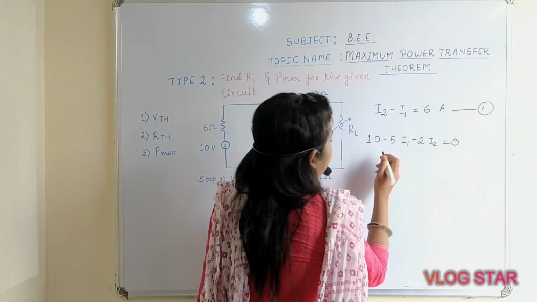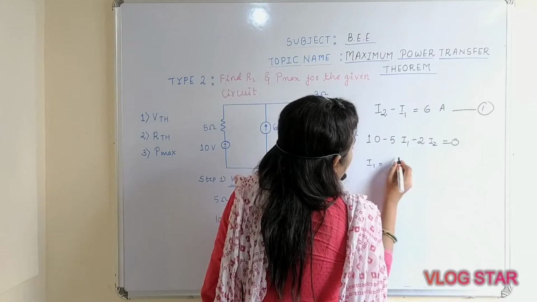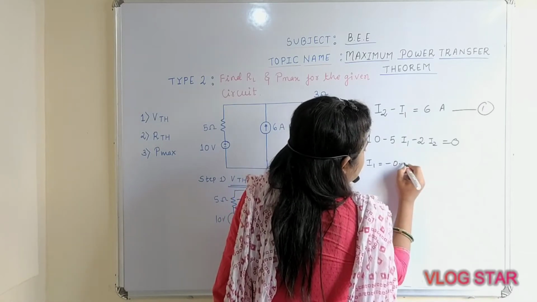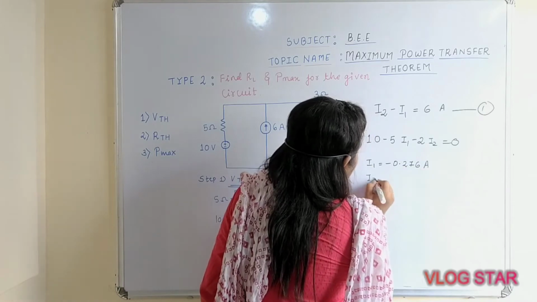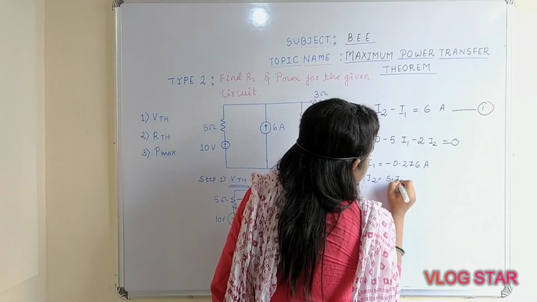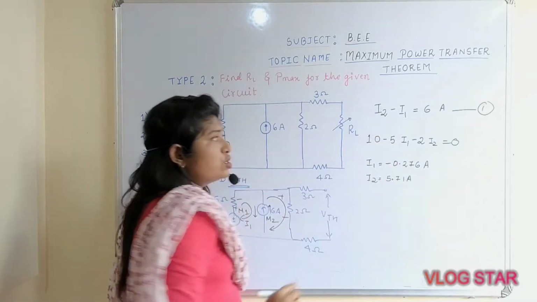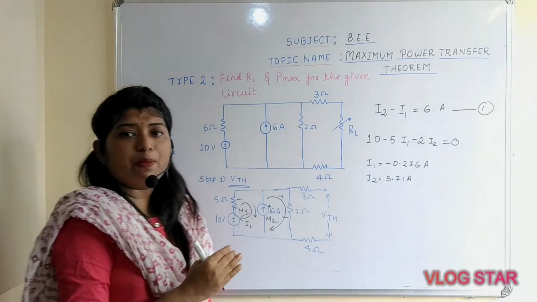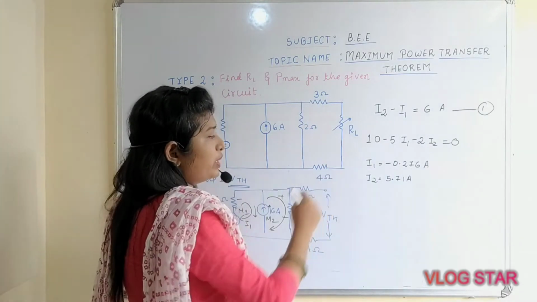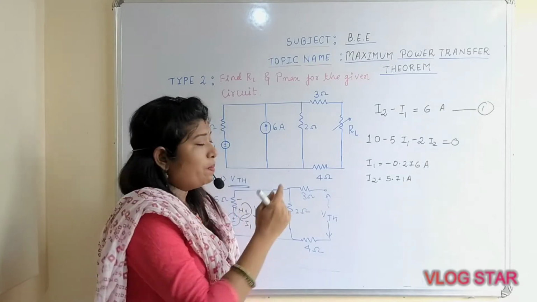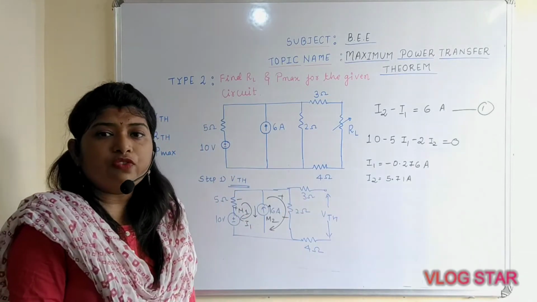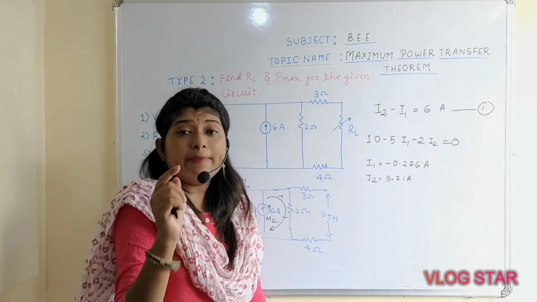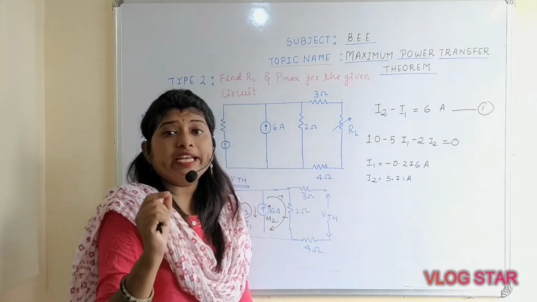After calculating these two equations, you will be getting I1 equal to minus 0.276 ampere and I2 is equal to 5.71 ampere. You need to calculate this equation with the help of a calculator and check whether you are getting I1 equal to minus 0.276 ampere and I2 equal to 5.71 ampere. But you have to calculate VTH.